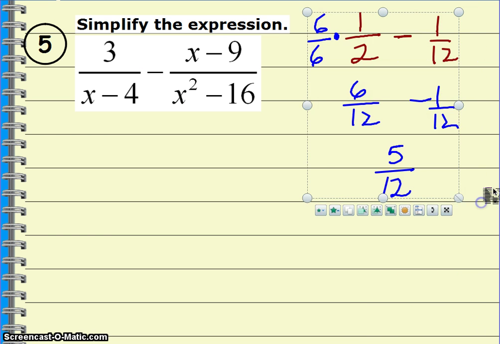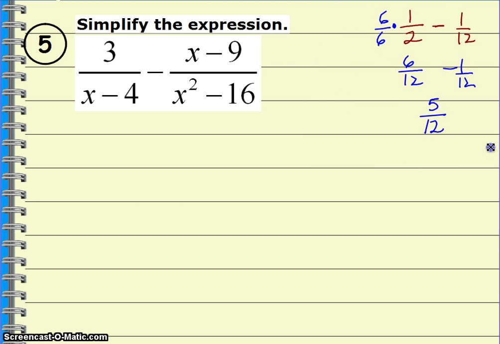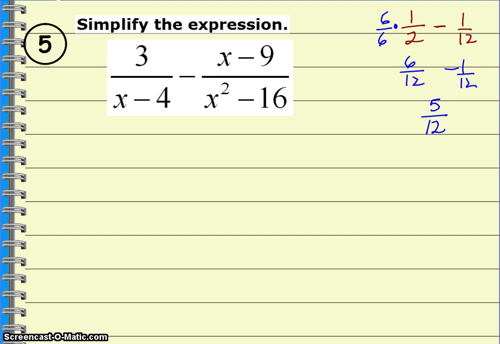So we're going to go ahead and use this as our example, but kind of set it over here. So when we're looking at this problem, it's less obvious how I can turn x minus 4 into x squared minus 16. So before we get started, let's go ahead and factor.